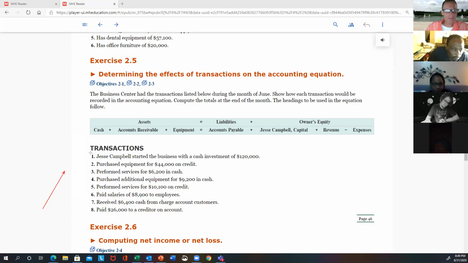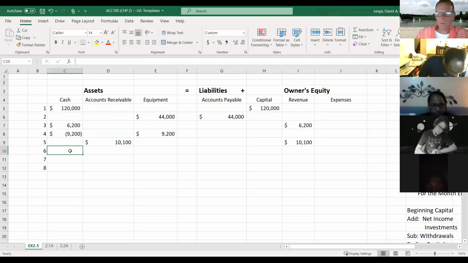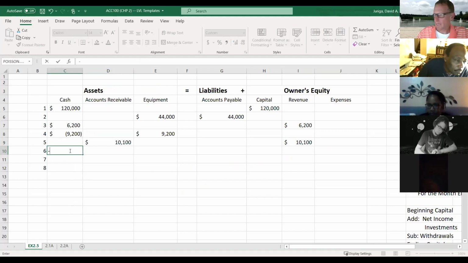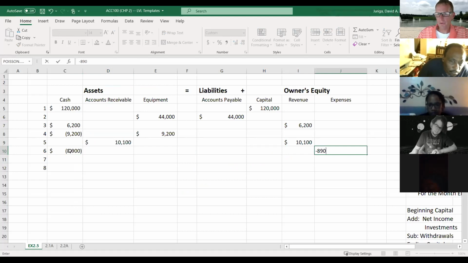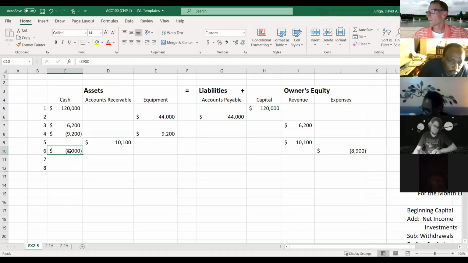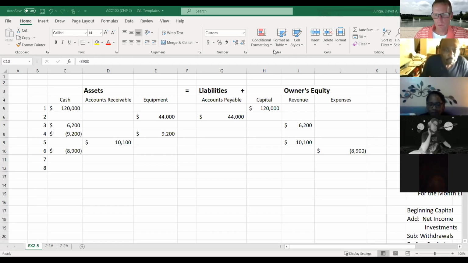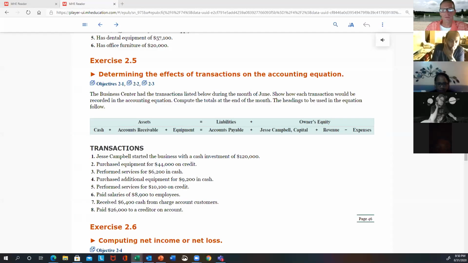So the way I will write this out, number 6, minus 8,900. And then I'm going to go ahead and put minus 8,900 under expenses. Okay. All right. Number 7. So both of them are minus. Correct. Okay. Correct. Number 6, wait, what was that? Okay, paid salaries, but minus cash, minus expense. Okay.